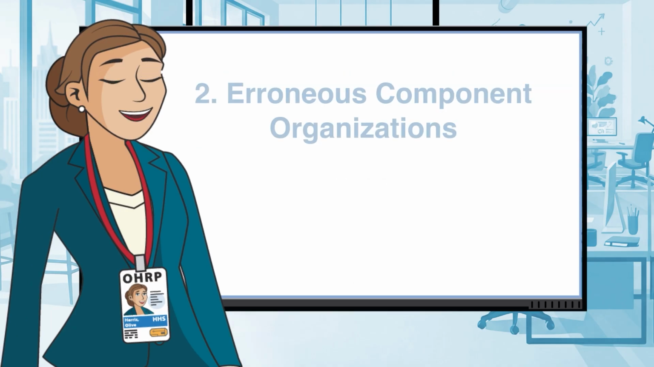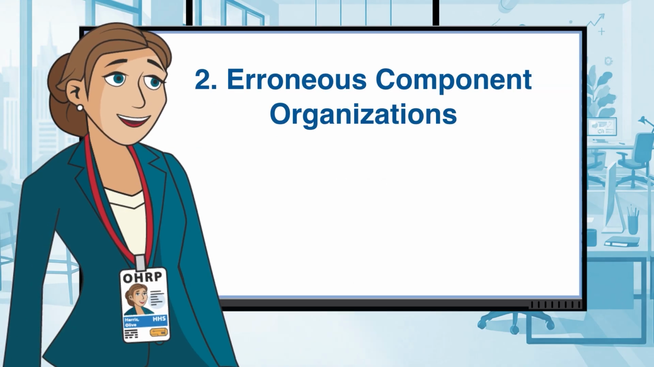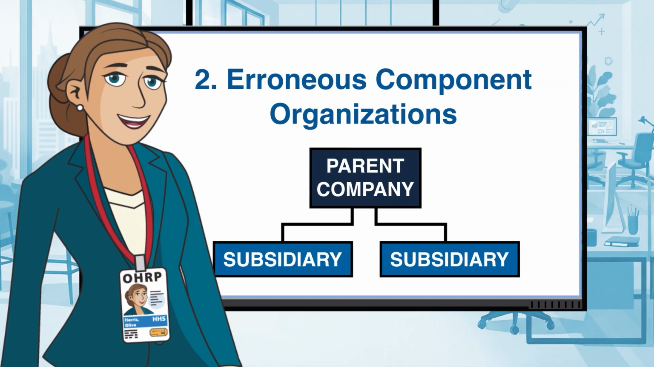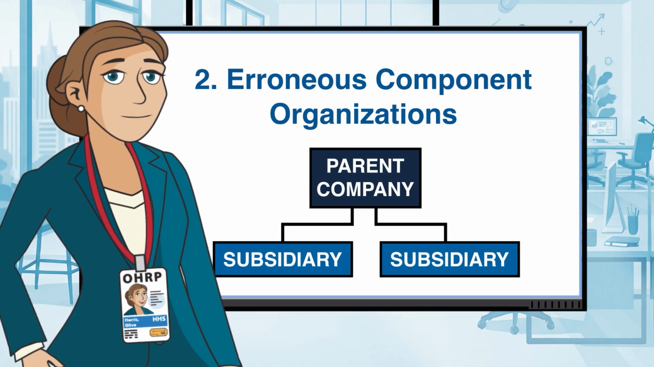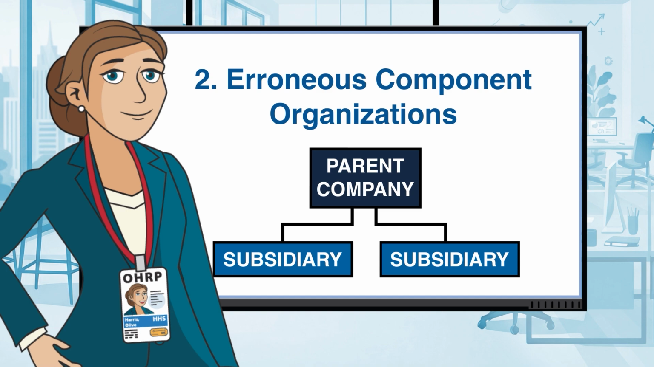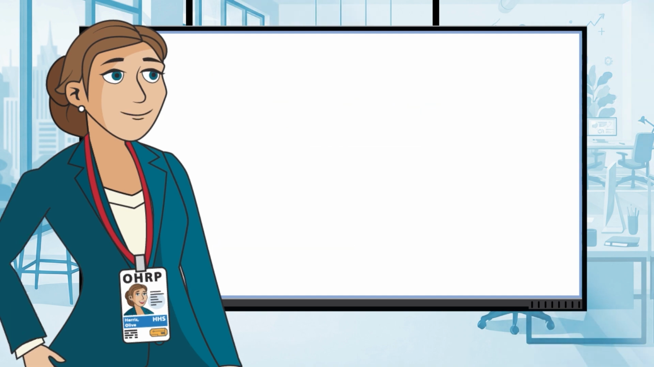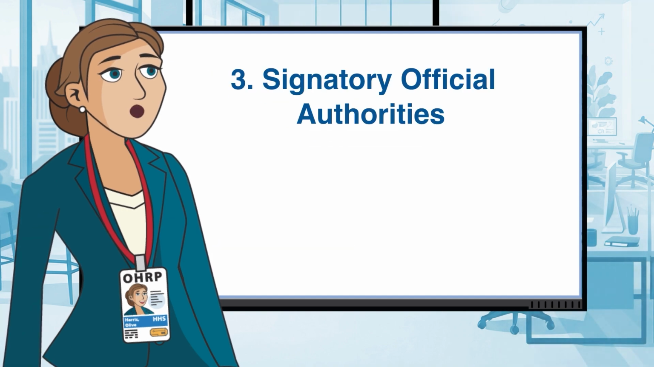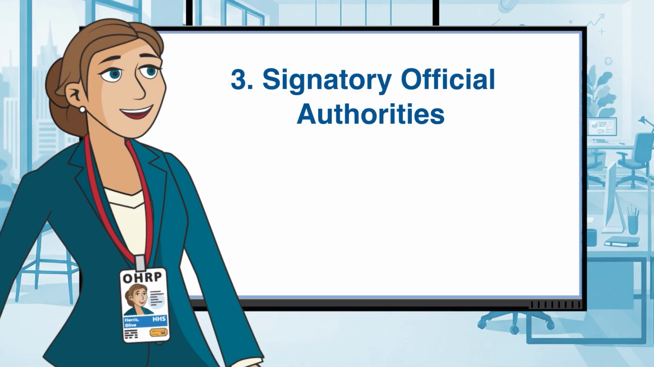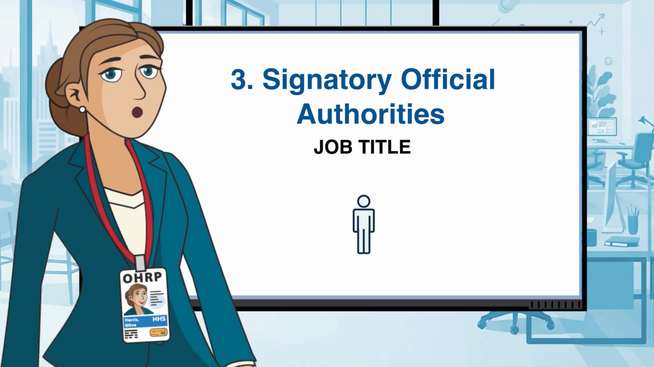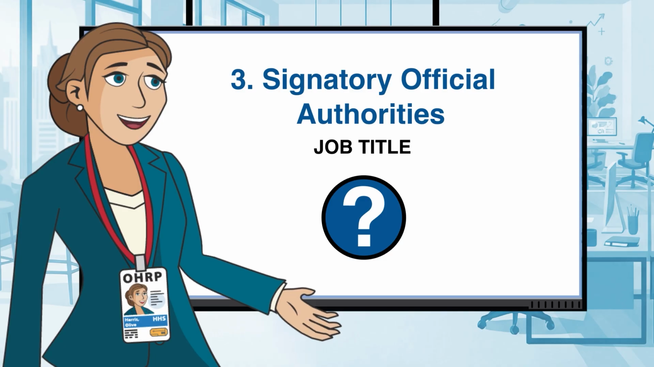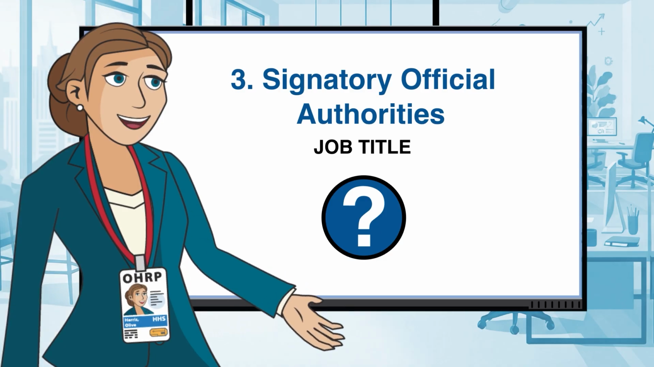So again, please check the public database first if you're unsure. Second, we sometimes see component organizations listed that appear to be legally separate from the applicant institution. Remember, components must be part of the same legal entity. And third, questions about signatory official authority. Sometimes a job title isn't enough to show that someone has the legal authority to commit the institution. If it's not clear from the title, we may ask for written clarification.